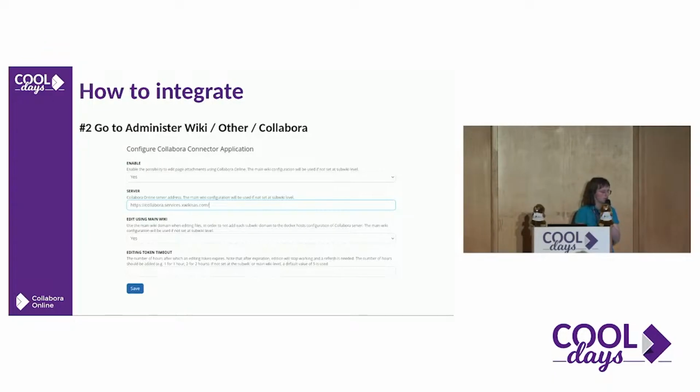The other configuration, which is edit using main wiki, is a bit more technical, but in short, XWiki offers the possibility to have more than just one wiki in your XWiki instance. So you can have multiple sub-wikis, and each sub-wiki can be on a different domain. And as you know, for Collabora to work, it needs to know the domain that will access it. So in order to not need to add each domain for each sub-wiki that you might have on the Collabora hosts configuration, you can use this option, and you will edit using only one domain. This makes the application really easily configurable, with as few configuration steps as possible.